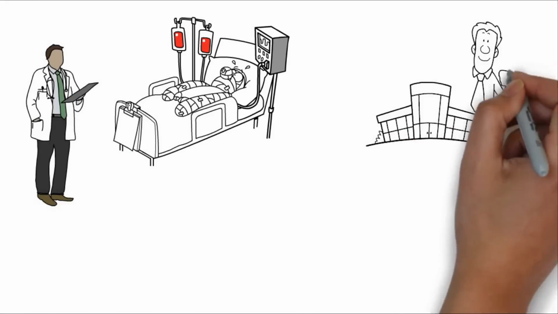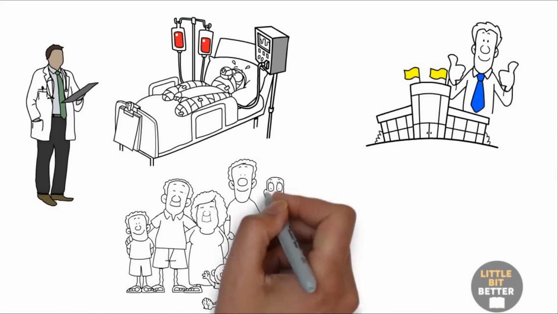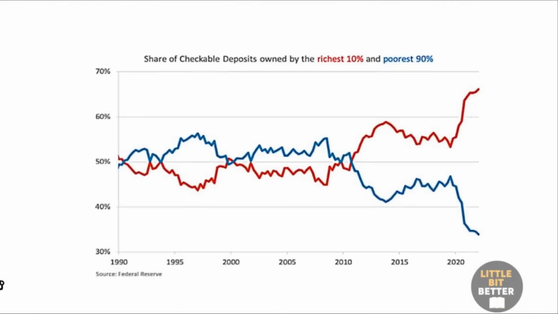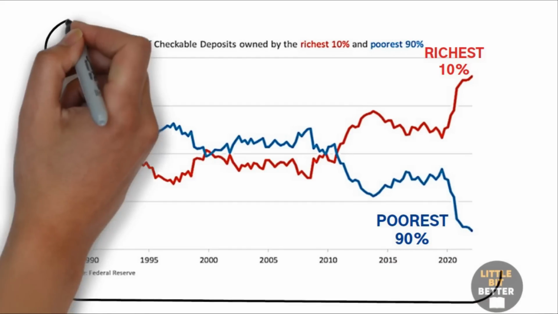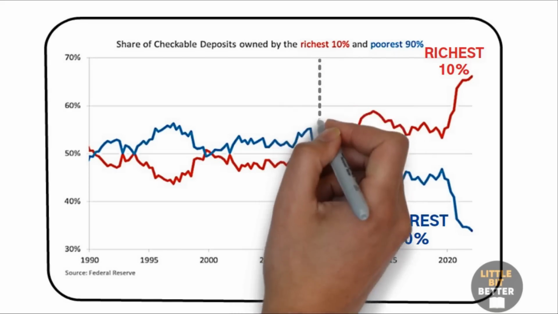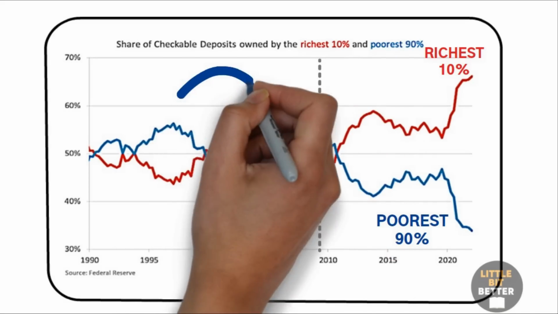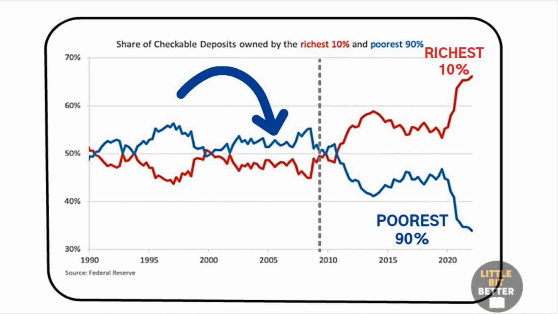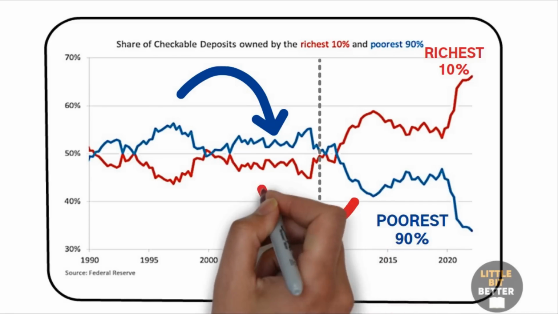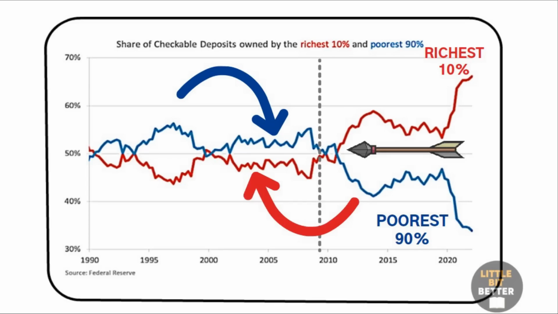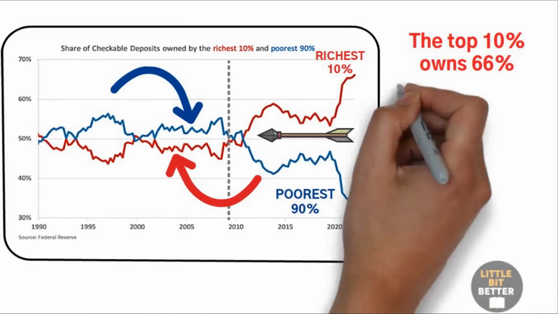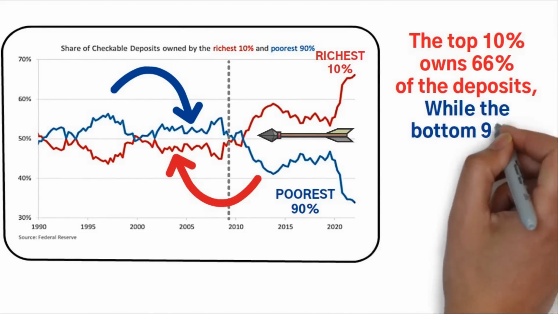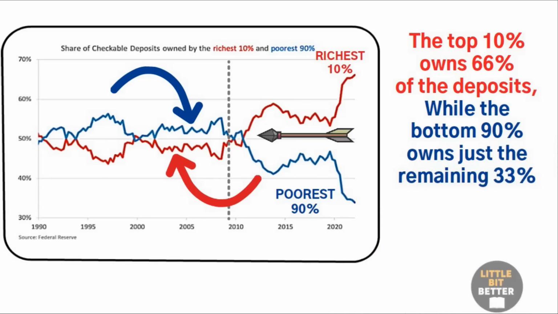Another thing I mentioned was how printing money has caused the rich to get richer and the poor to get poorer. This graph shows the amount of deposits owned by the richest 10%, red line, and the poorest 90%, blue line. From the graph, you can easily see that before America started printing currency, up until 2008, the bottom 90% was on top, owning more than 50% of deposits, and the top 10% was below, owning less than 50%. But since 2008, when printing started, they've switched positions. And now the top 10% owns 66% of the deposits, while the bottom 90% owns just the remaining 33%.